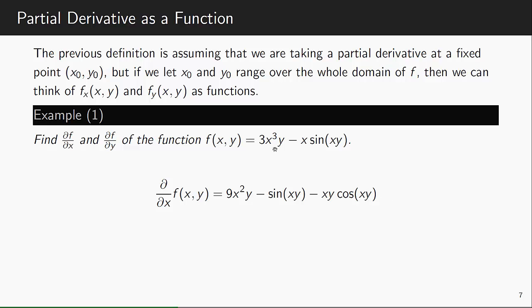And if we do it for y, we hold x constant, so this is basically just a constant. Differentiate the y, we'll get 1, so that'll leave 3x cubed. And for the sine term, x is constant. We differentiate the sine, we'll get, of course, negative cosine. Use the chain rule, we differentiate y, we get 1x, so we multiply by x, and we already have the x, that gives us x squared. So there's the partial with respect to y.